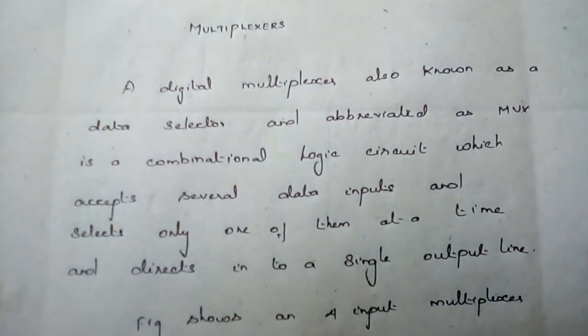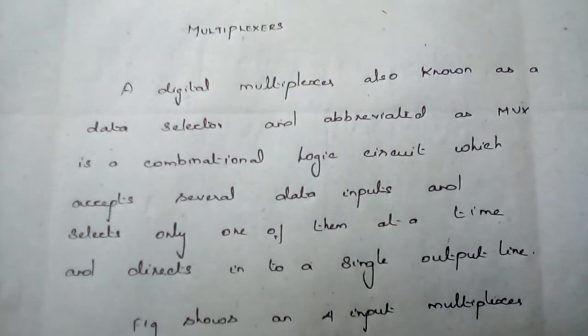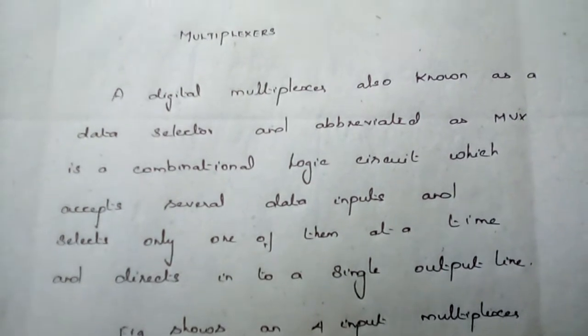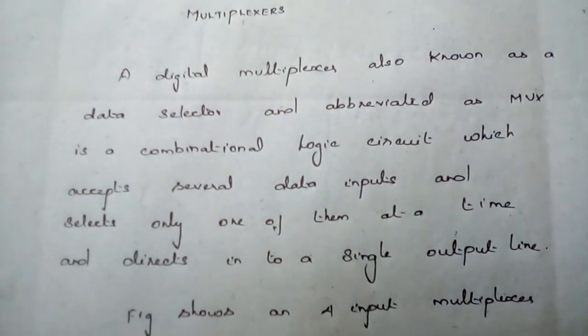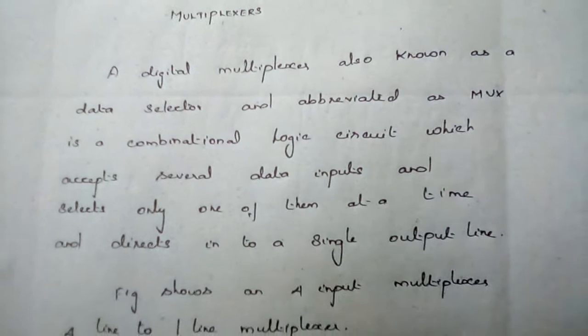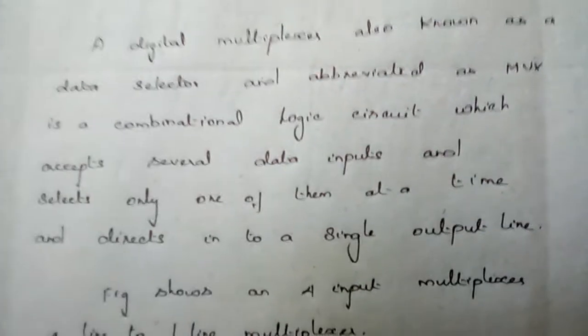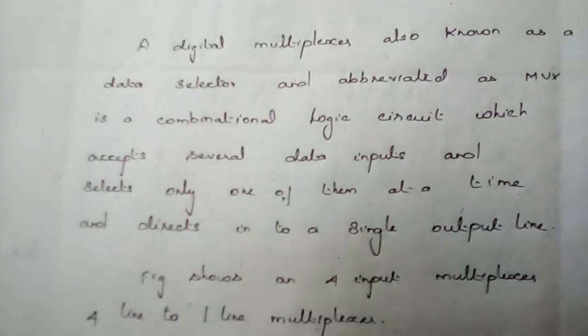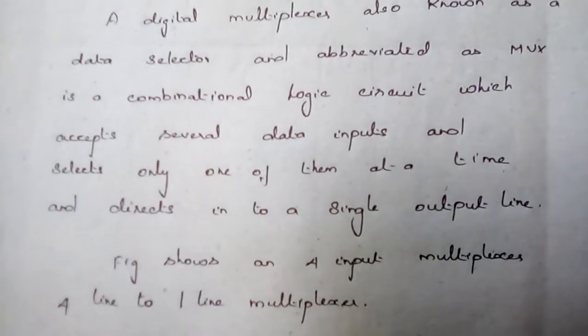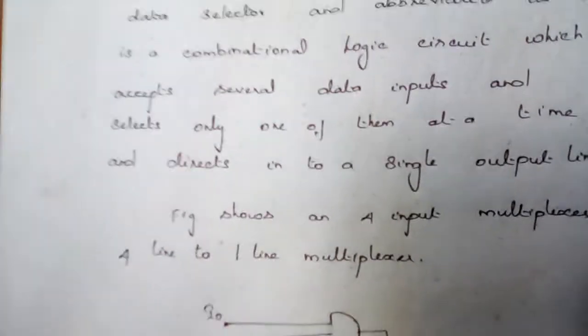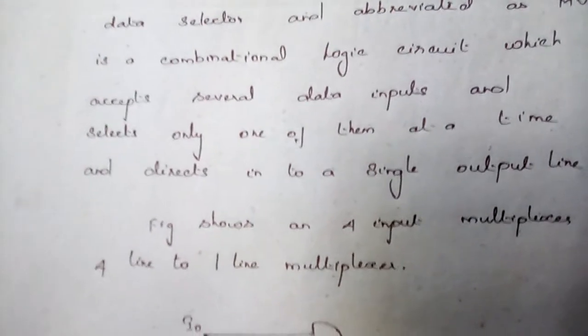Welcome to my channel. Today in this session, let us see about the multiplexer. Multiplexer is one of the combination logic circuit. Already we have discussed about the adder, subtractor, and today we discuss about the multiplexers. Okay, and let us start with the definition.